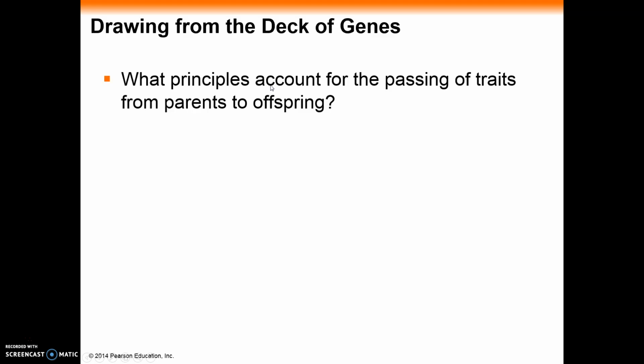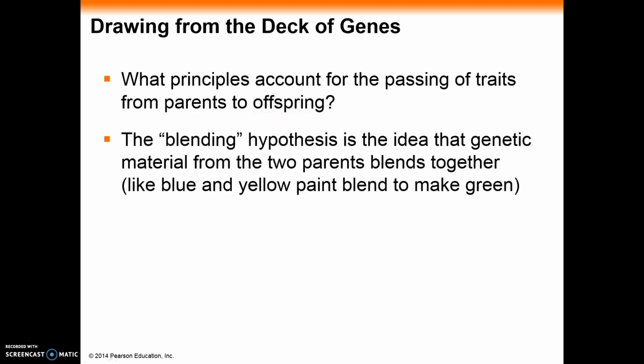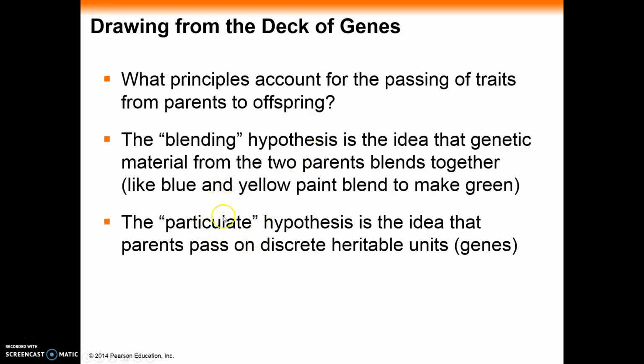So there were two general ideas competing at the time. One is this idea of blending, that the genetic material from the parents somehow blend together, kind of like paints. So you would have blue and yellow paint blend together to create green. The competing idea was this particulate hypothesis that parents pass on discrete inheritable units. And this is ultimately where we get the idea of genes from.